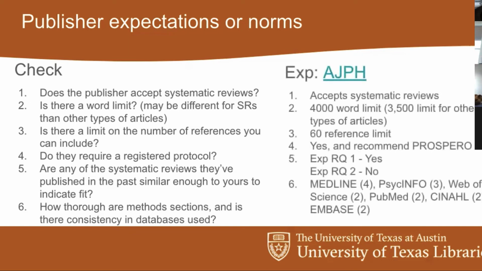I'm going to give you an example of one that I was recently working with, the American Journal of Public Health. I was able to find on their website that they do accept systematic reviews. They do have a different word limit for systematic reviews than other articles. So there's a 4,000 word limit, and then they do have a 60 reference limit as well. That's a good thing to be aware of.